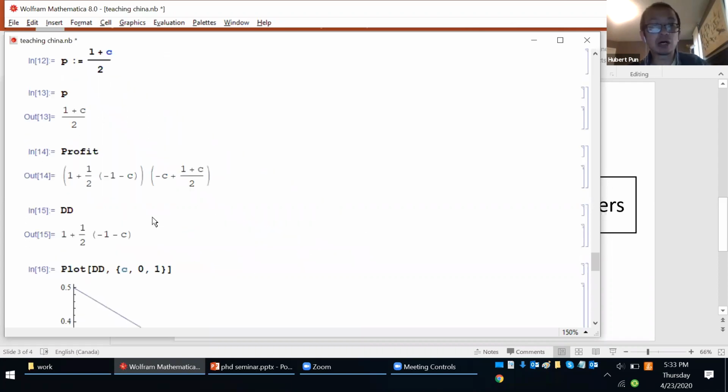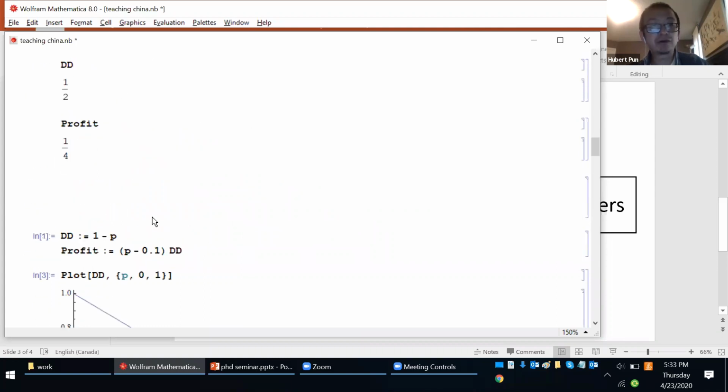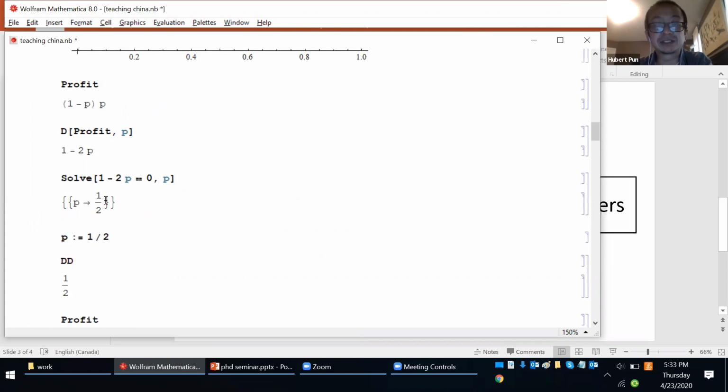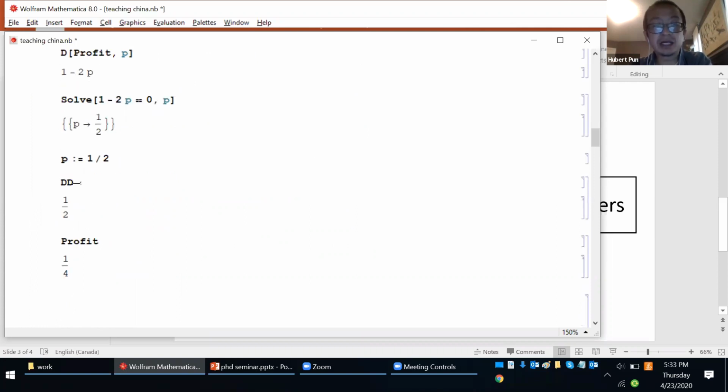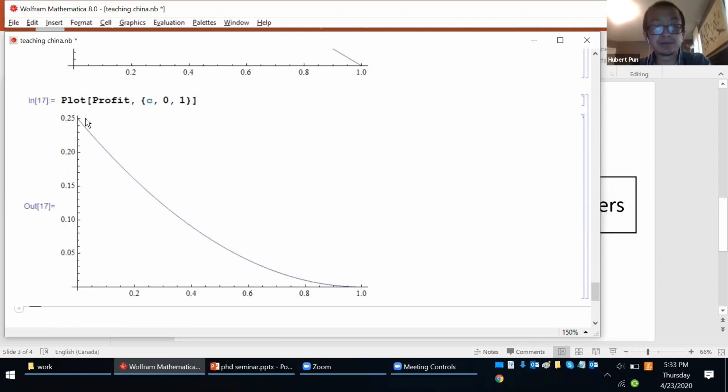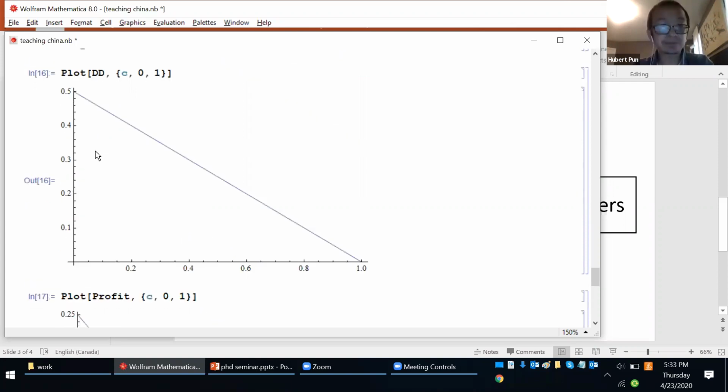So let me remind you what this picture is. Let's go to our first exercise. In our first exercise, production cost equals 0. Then we find out that the optimal price is 0.5, the demand is 0.5, and the optimal profit is 0.25. So this corresponds to this number. On the x-axis is C, and on the y-axis, at C equal to 0, the optimal profit is 0.25. Same thing.